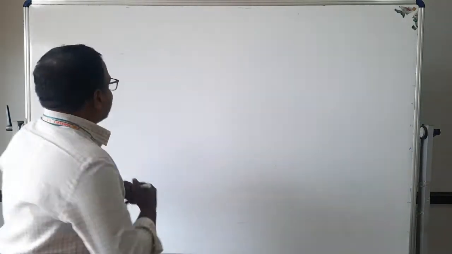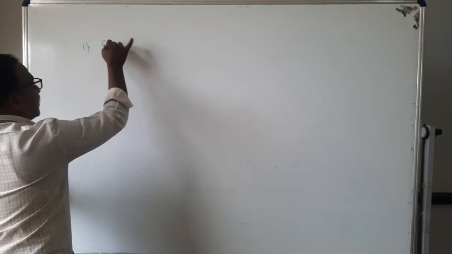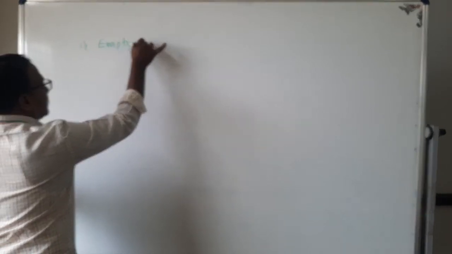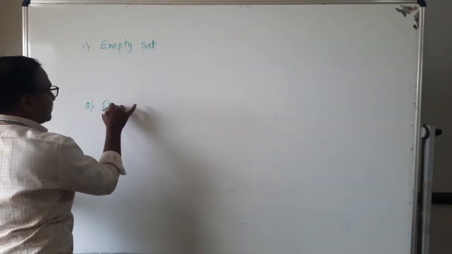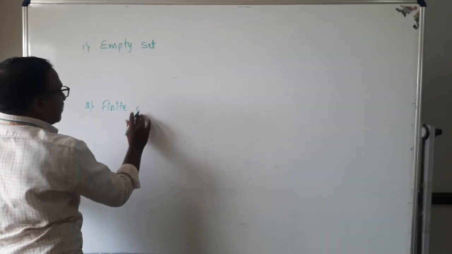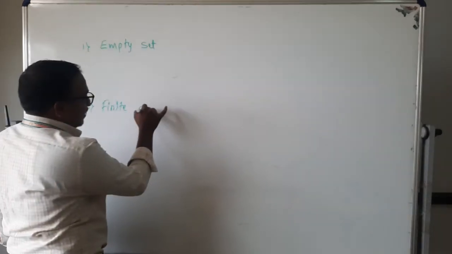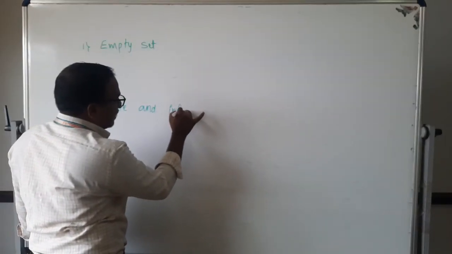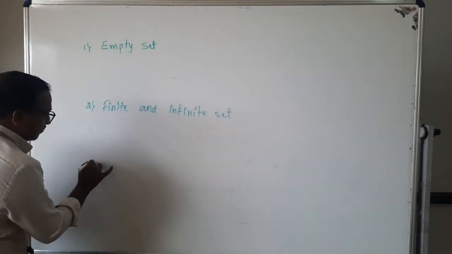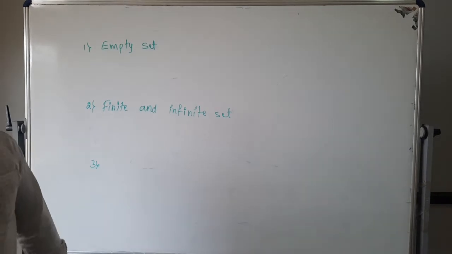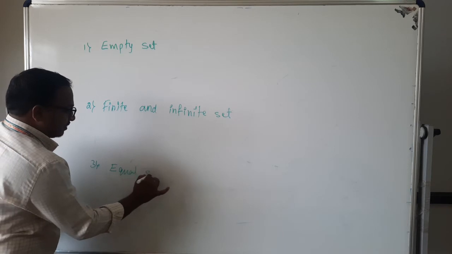In the set, the first one is the empty set, and the second one is the finite or infinite set. Finite and infinite set. The third one we will discuss is the equal set.